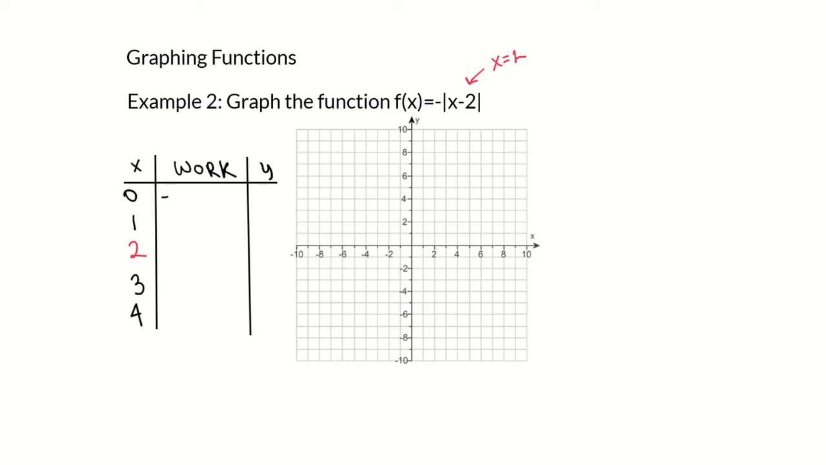For plugging in 0, that would be negative absolute value of 0 minus 2, which is negative absolute value of -2. Absolute value of -2 is +2, and the negative out front makes that negative. So the point 0, -2 is on the graph. Plugging in 1, it's negative absolute value of 1 minus 2, negative absolute value of -1. So that is -1. Plugging in 2, negative absolute value of 2 minus 2 is negative absolute value of 0. Absolute value of 0 is 0, -0 is 0, so this is the point 2, 0.